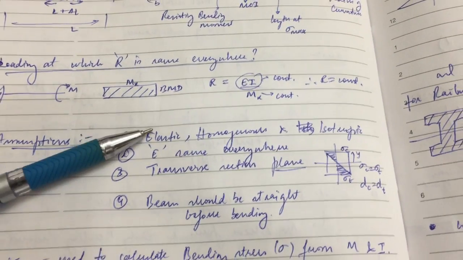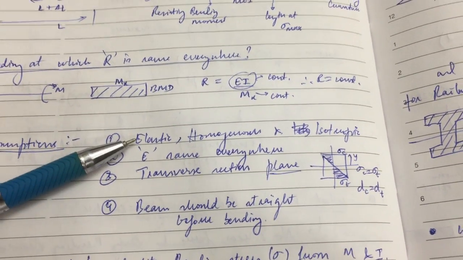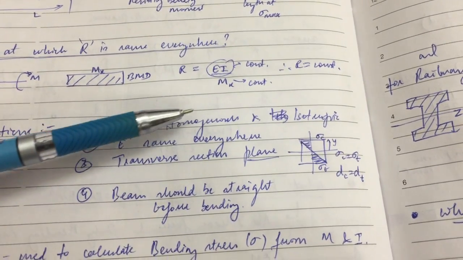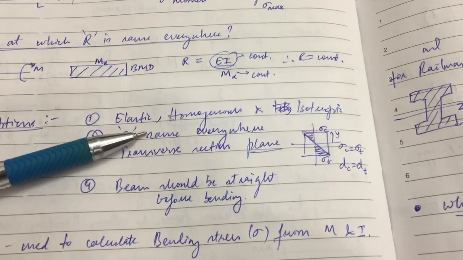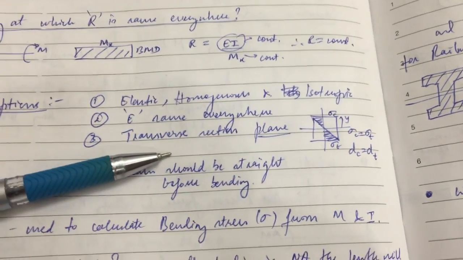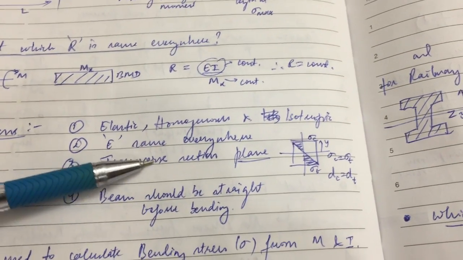Okay, so what are the assumptions in this bending equation? The first assumption is the material is elastic, homogeneous and isotropic. Isotropic means all the properties are the same in all directions. Homogeneous means the chemical composition is the same everywhere, and the material is elastic. So that means the elasticity should be the same everywhere in the whole material.